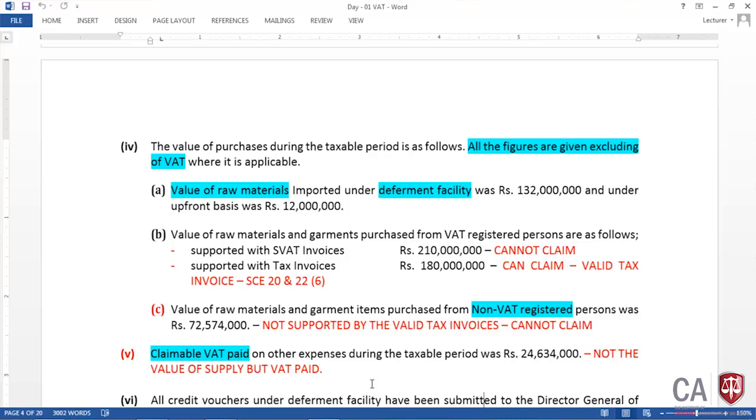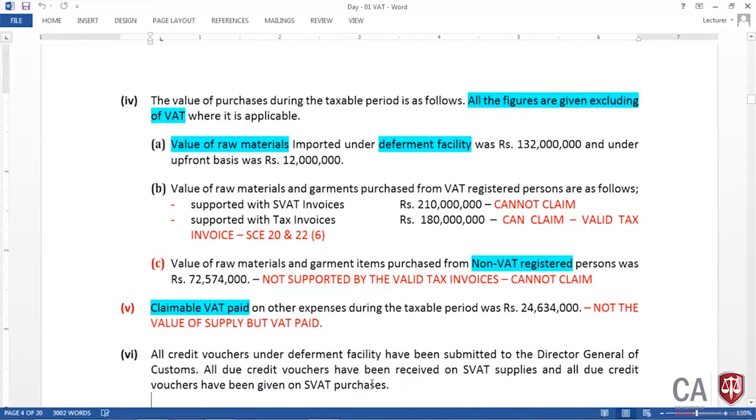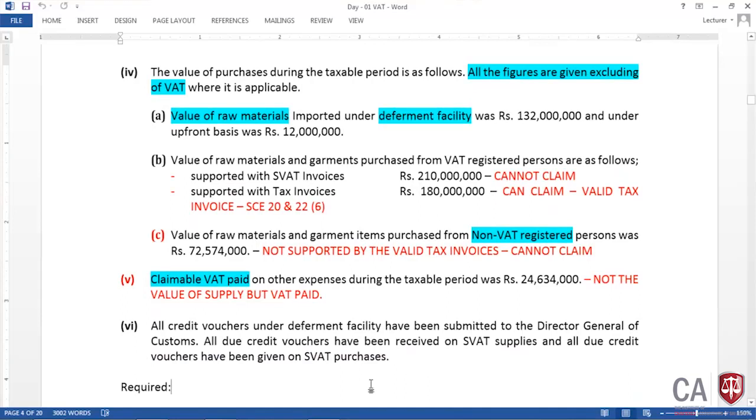Okay, then the value of raw materials and garments purchased from VAT registered persons is as follows. Supported with SVAT invoice, 210, cannot be claimed in the SVAT. There is no inflow of VAT, there is no outflow of VAT. I will explain that after this question. Then supported with tax invoices, it is very clear: section 20 highlights the features of the tax invoice, and it can be claimed if it is not disallowed under section 22(6).